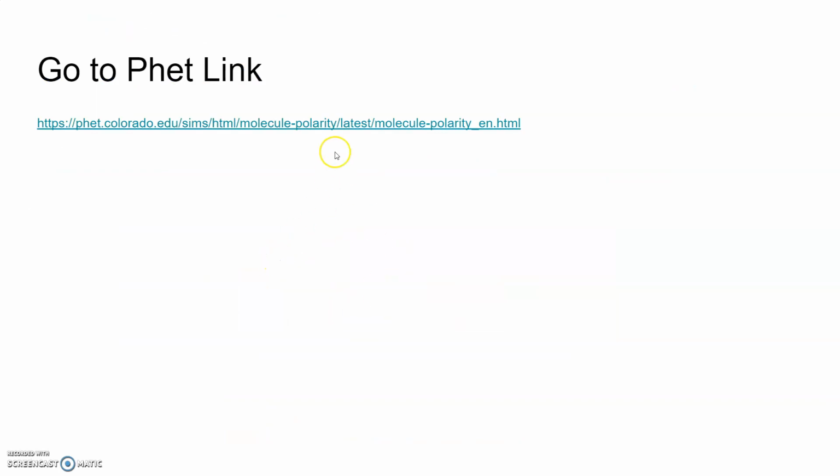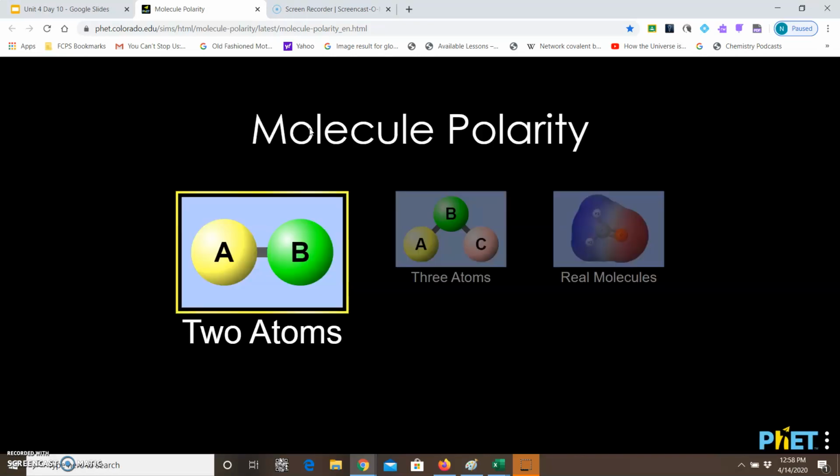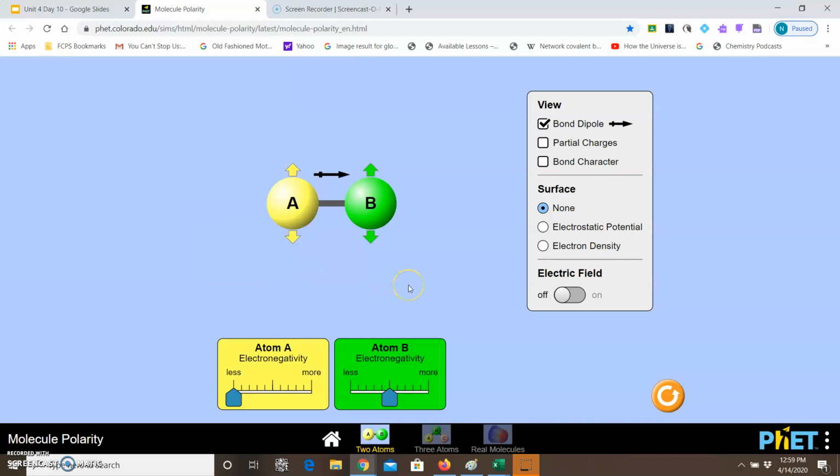So let's go ahead and go to the PhET link. Remember, you can do this along with me because the PhET link is linked in your folder if you would like. If you do want to do that, you want to pause it, open up that link. Okay, so let's get started. We're going to do the two atoms. That's our part one simulation.